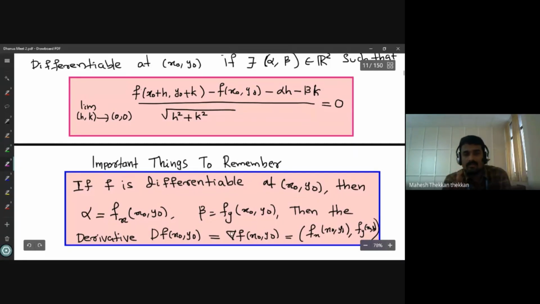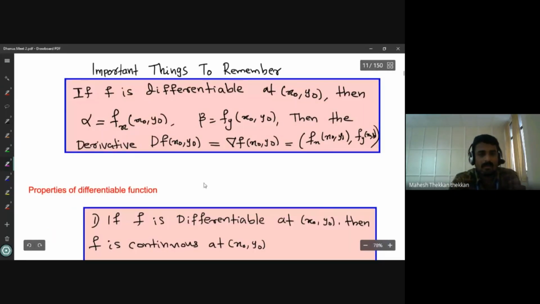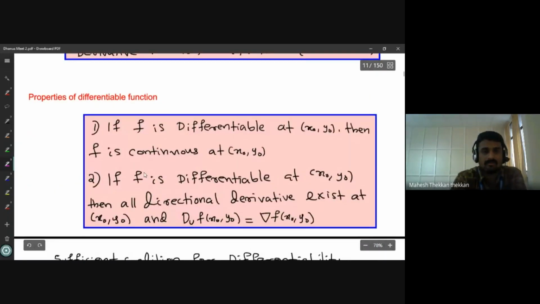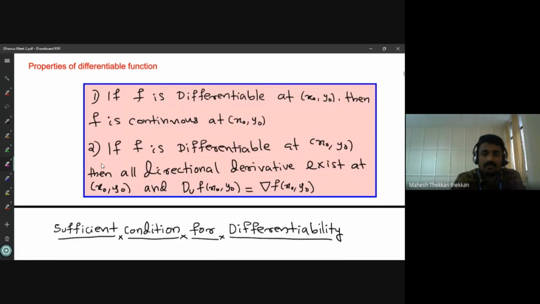Suppose f is a function from D, a subset of R2, to R. Suppose that function is differentiable at (x naught, y naught), then its derivative is nothing but del f at (x naught, y naught). Okay. And I have mentioned some properties of differentiable functions. The first one is a very important one: if f is differentiable at (x naught, y naught), then f is continuous at (x naught, y naught). And the second one is, if f is differentiable at (x naught, y naught), then all the directional derivatives will exist at (x naught, y naught), and D_u f at (x naught, y naught) will be equal.